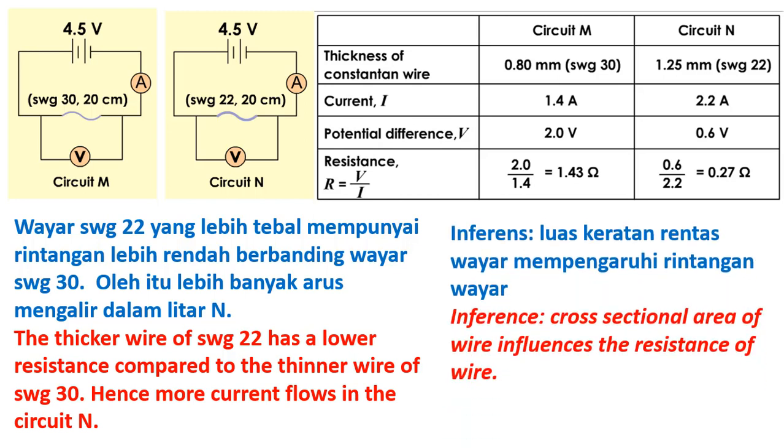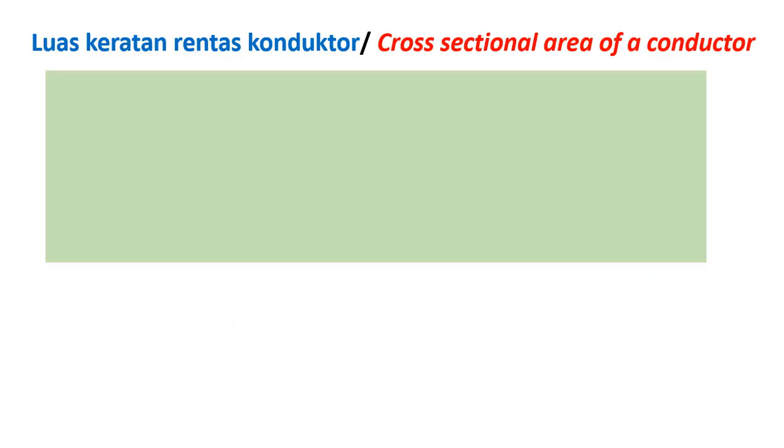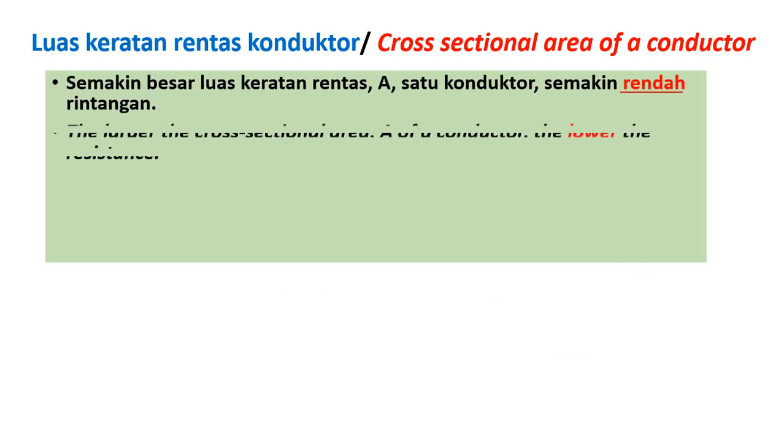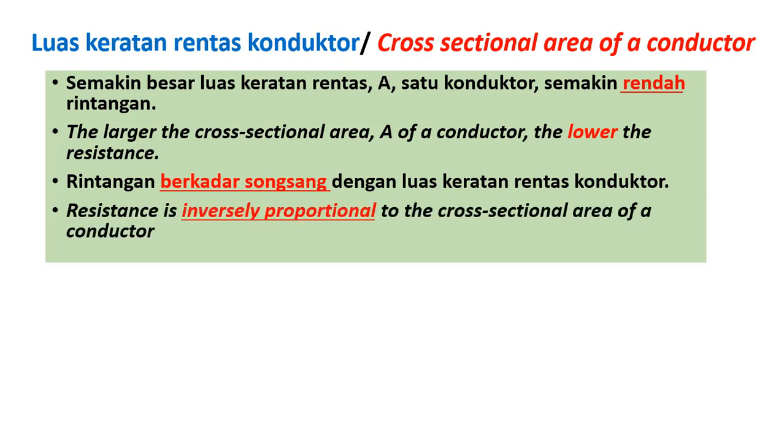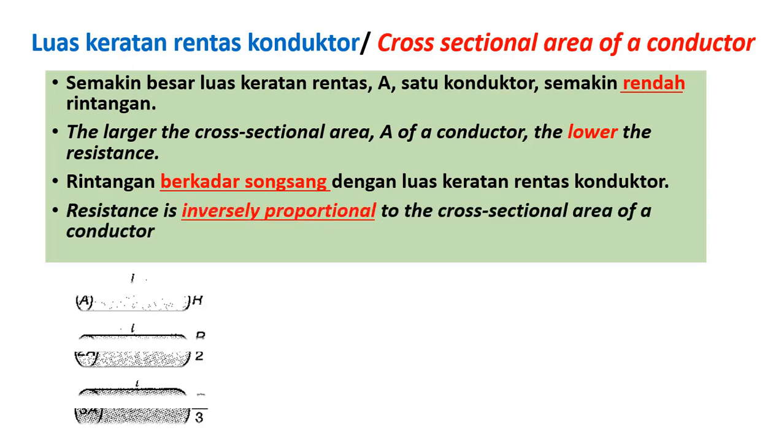So the cross-sectional area of the wire influences the resistance of wire. The thicker the wire, the lower the resistance. The larger the cross-sectional area, the lower the resistance. So resistance is inversely proportional to the cross-sectional area of a conductor.